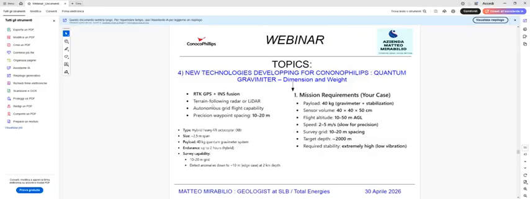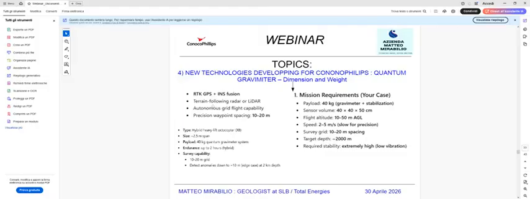What we have on board: RTK GPS technology, INS fusion, terrain-following radar or LIDAR, autonomous flight capability, precision waypoint spacing of 10 to 12 meters, and a payload, a quantum gravitational system, and we have servo capability that adapts to mission requirements. In your case, the payload is a maximum of 40 kilos plus stabilization.